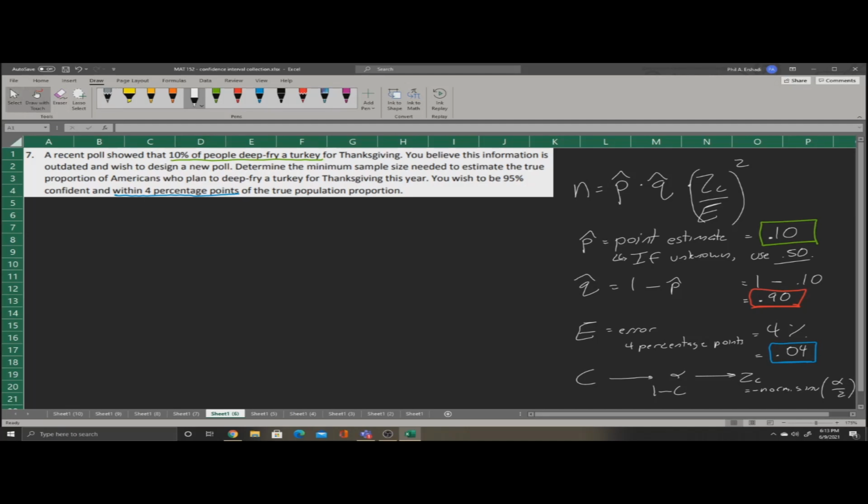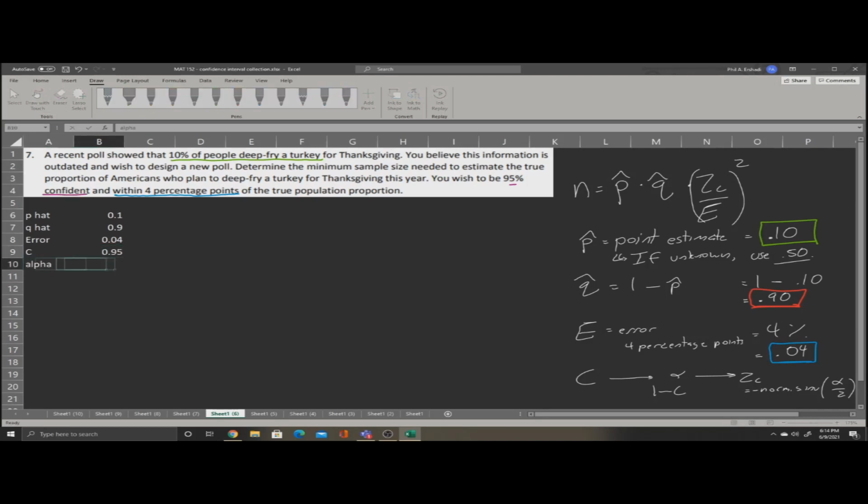We'll need Excel to calculate this, but first let's enter what we know. Our p hat is 0.10. Our q hat is equal to 1 minus p hat, which should give us 0.9. Our error was 0.04. Now, to find z-critical, we must first enter our confidence level. Our confidence level was 95%. So we enter 0.95 for confidence. For our alpha, we enter equals 1 and then subtract the confidence. Press enter and get 0.05.